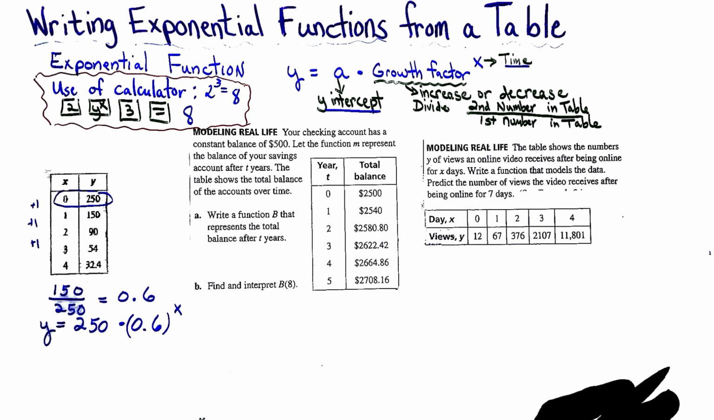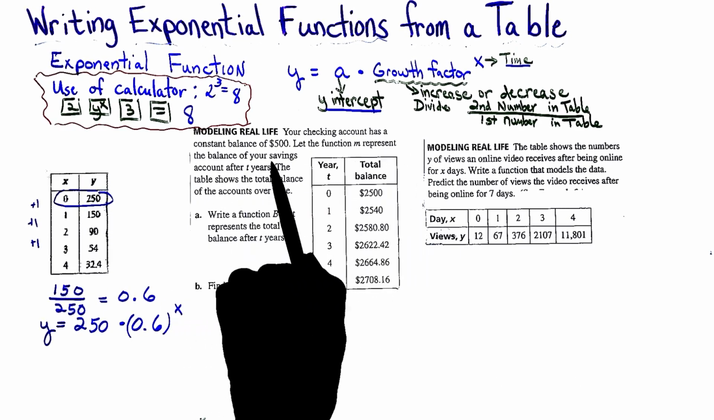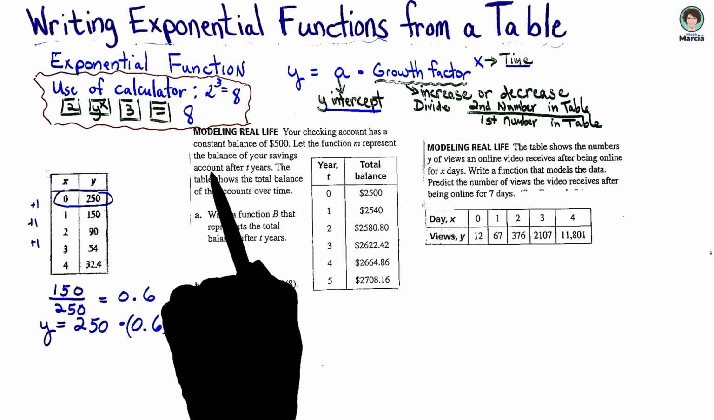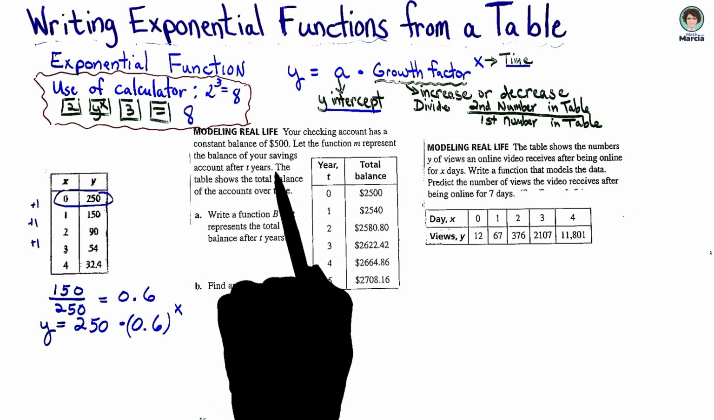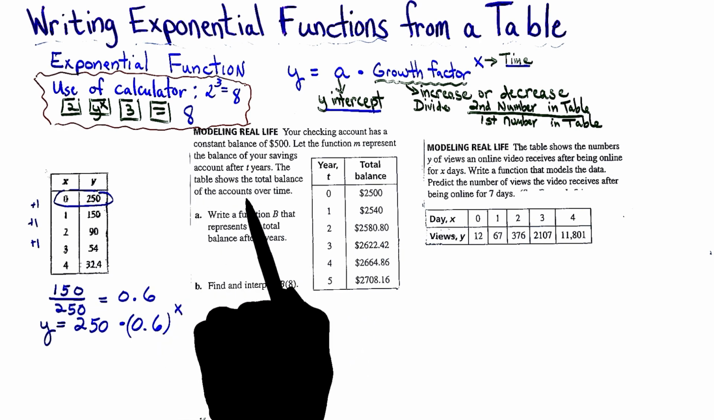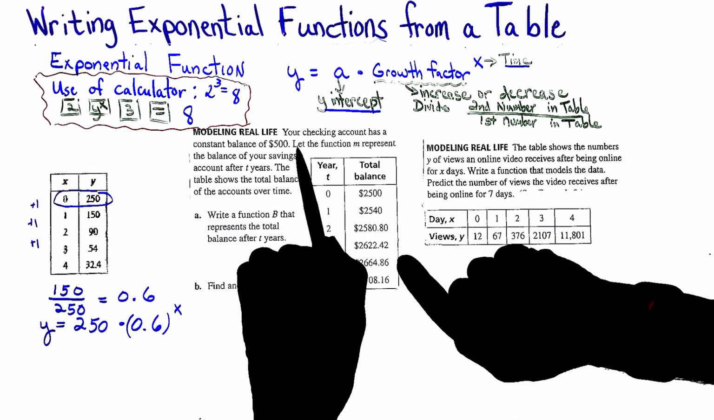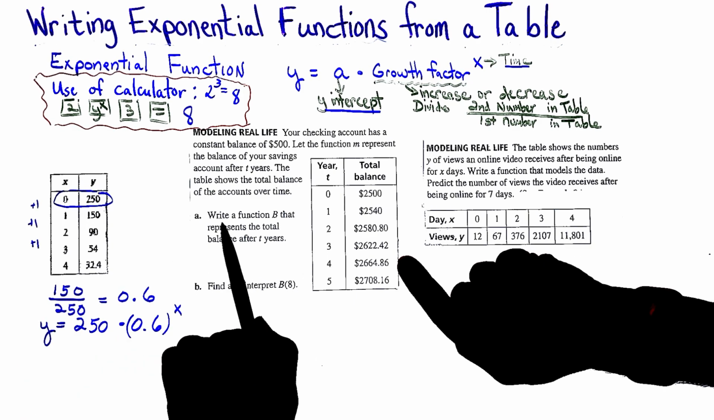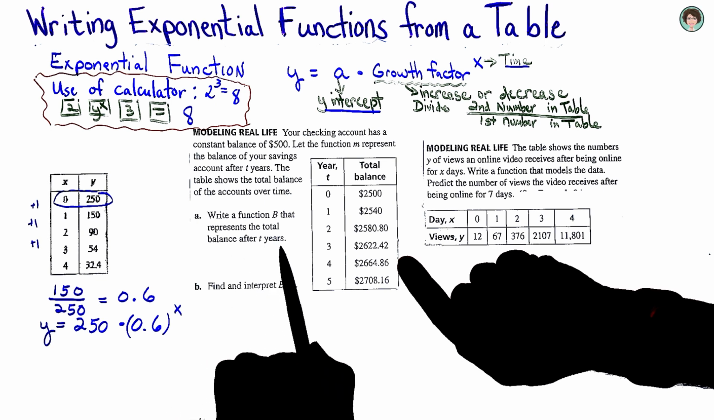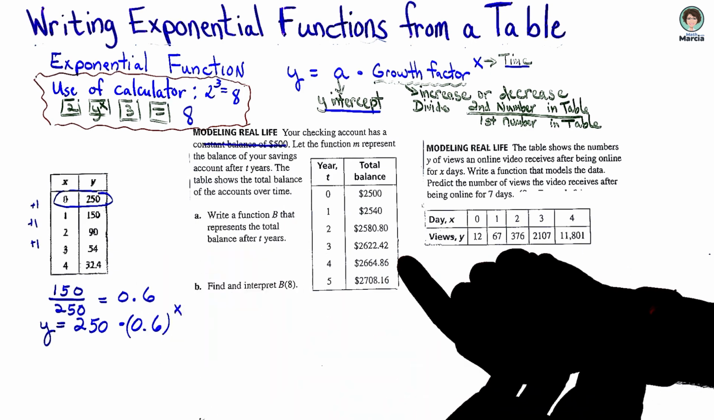But now the next two we're modeling real life. Let's check it out. You have a checking account that has a constant balance of $500. Let the function m represent the balance of your savings account after t years. The table shows the total balance of the accounts over time. So let's mark our text now, and then we'll see what they want us to find. Let's read letter A. Write a function b that represents the total balance after t years. So your checking account has a constant balance of $500. Guess what? That's extra information.